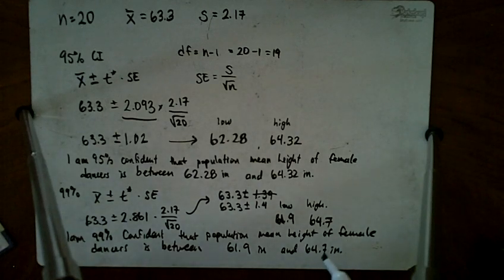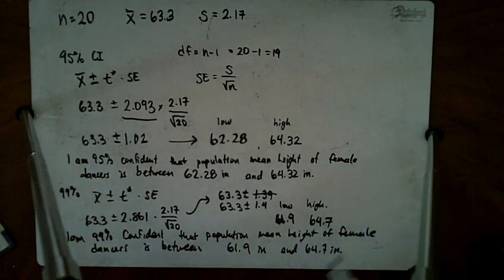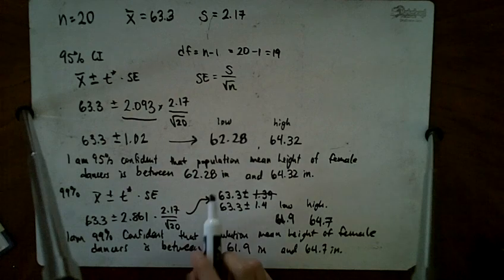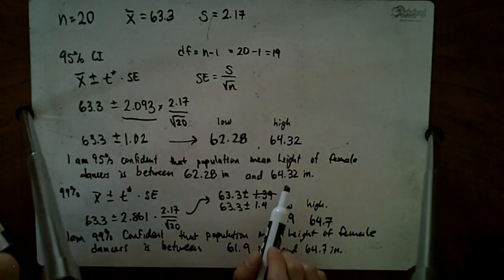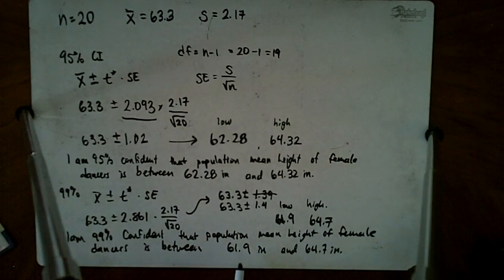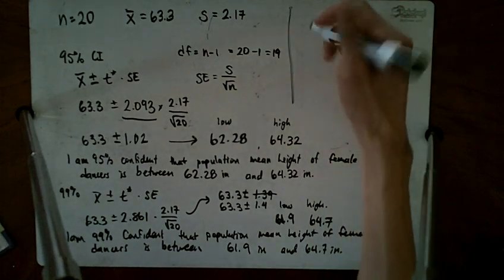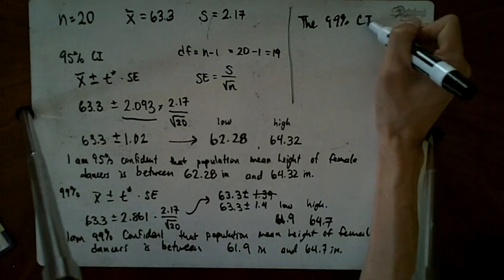Okay, so which interval is wider? The 95 or the 99? The 99% confidence interval is wider. Okay, so here the 95% we're going from around 62.3 to 64.3. And for the 99% confidence interval, we're going from 61.9 to 64.7. So the 99% confidence interval is wider.